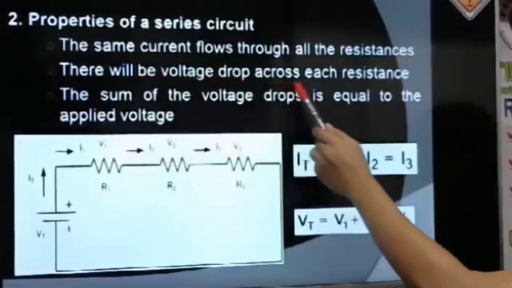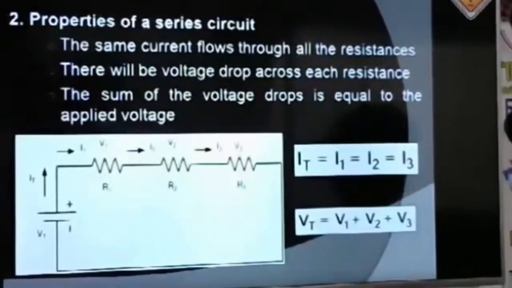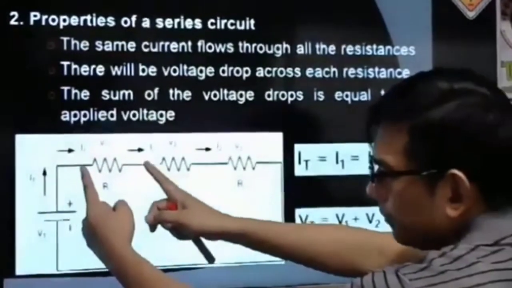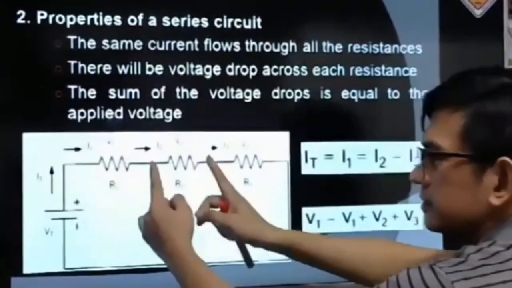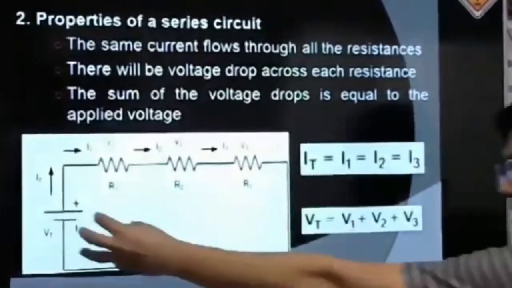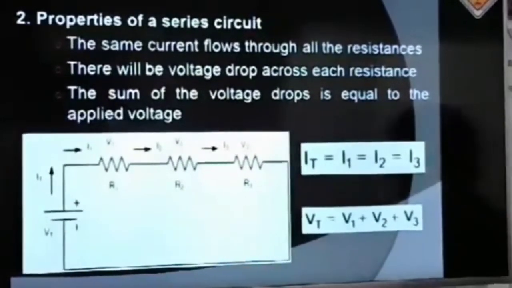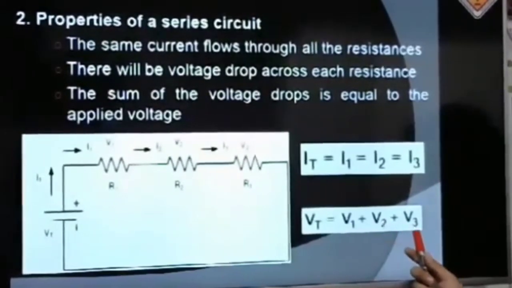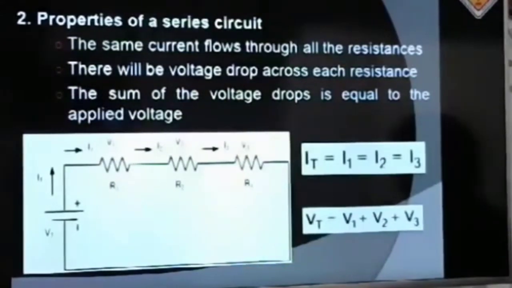There will be a voltage drop across each resistance. So if we have a voltmeter or a multitester, the voltage across R1, R2, and R3, if we sum them up, is equal to the total voltage, the source voltage. That's why we have this equation: V1 plus V2 plus V3 is equal to V total. Okay?